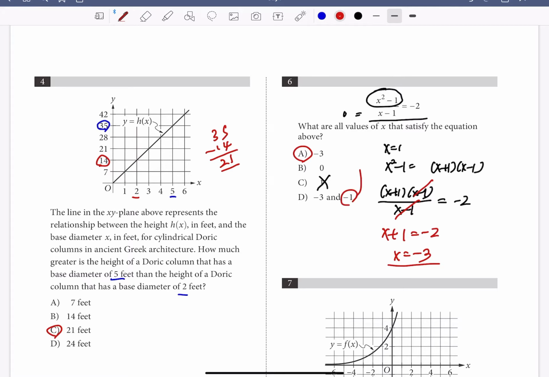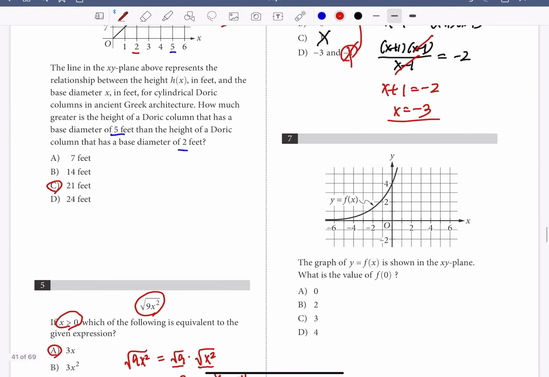What about negative 1? Plug it in. In the numerator, negative 1 squared is 1. 1 minus 1 is 0. In the denominator, negative 1 minus 1 is negative 2. 0 over negative 2 is 0, not negative 2. So negative 1 is not an answer.